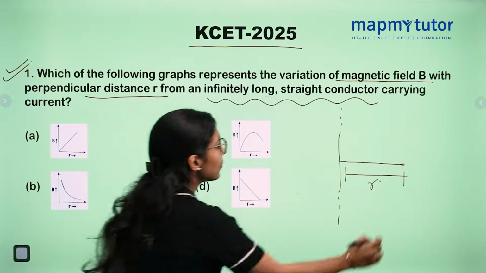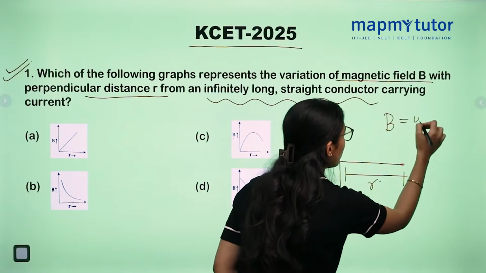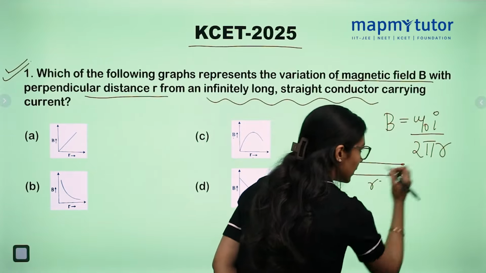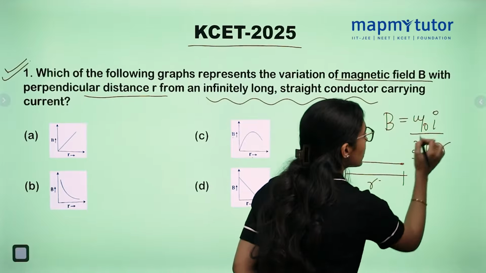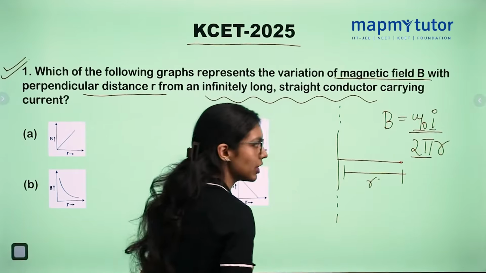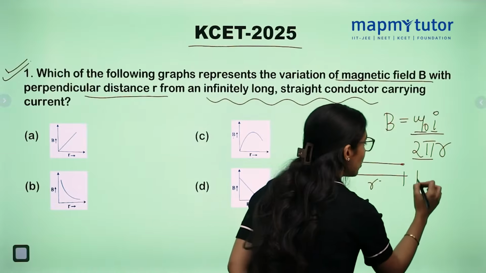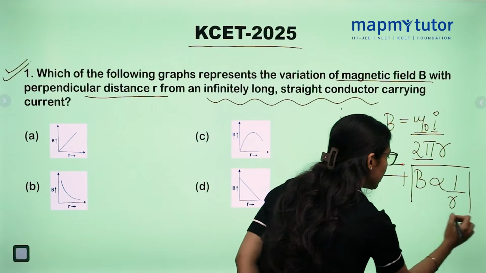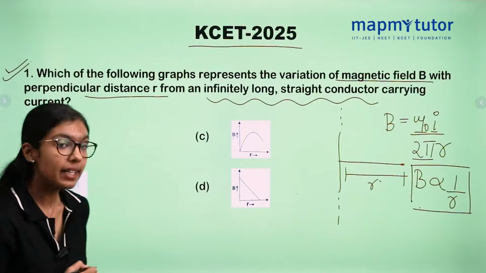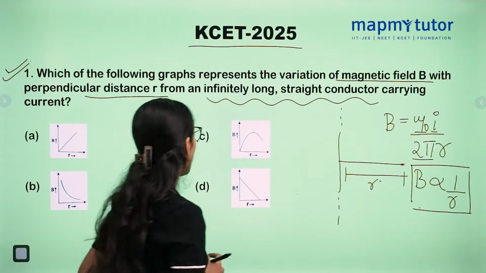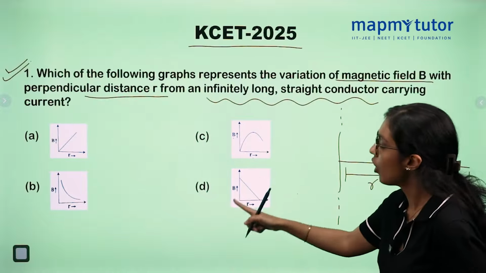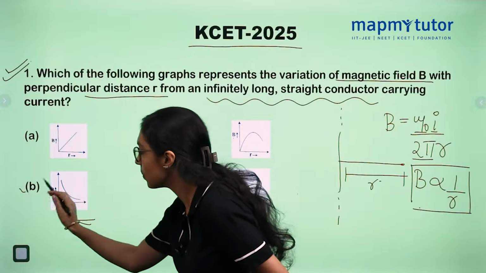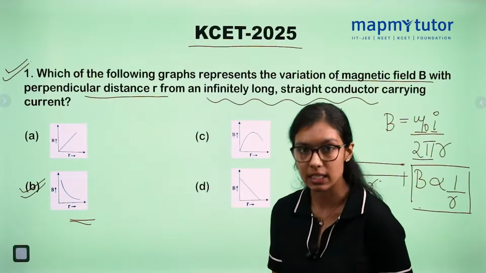You know one formula: B equal to mu naught I by 2 pi r. Now we know 2 pi is constant, mu naught is constant, I is constant. So, what is the relation? B is inversely proportional to 1 by r. Now, which option is correct among these? We have option A, option B, option C, option D. Inverse relation is shown by option B, hence option B is the correct answer.